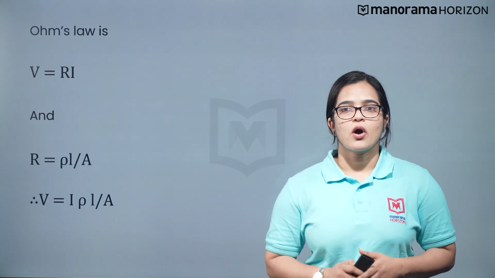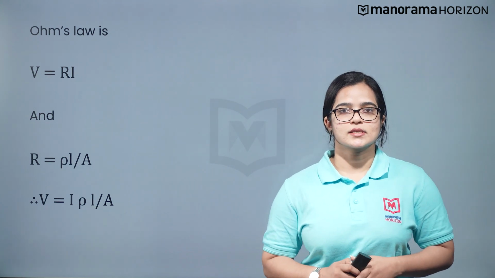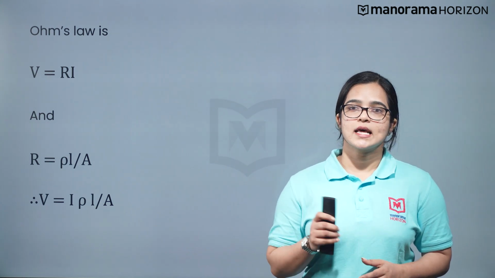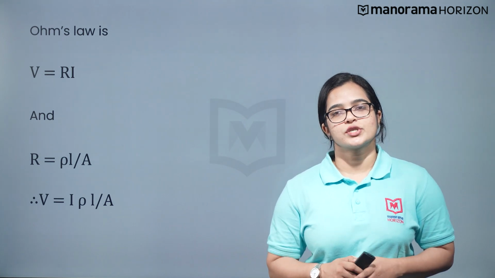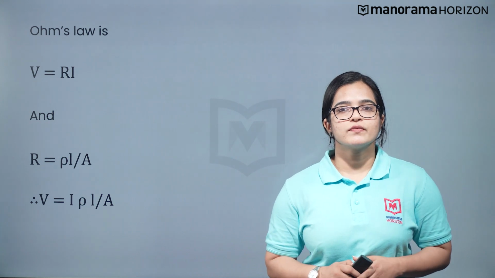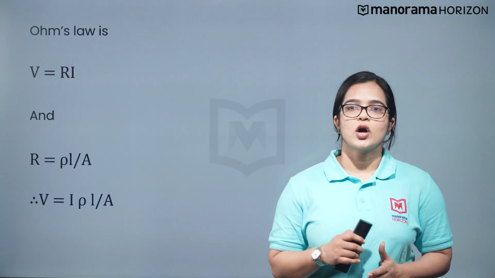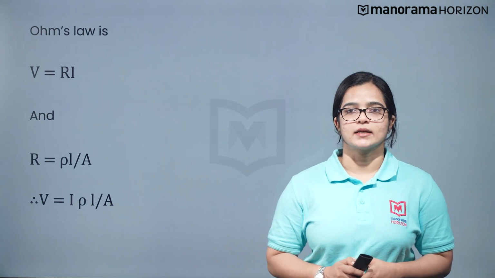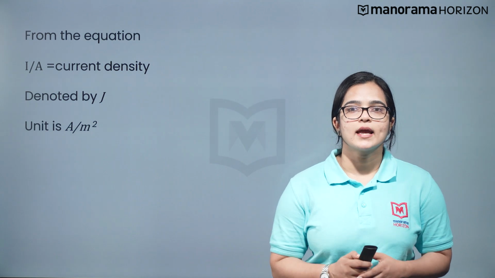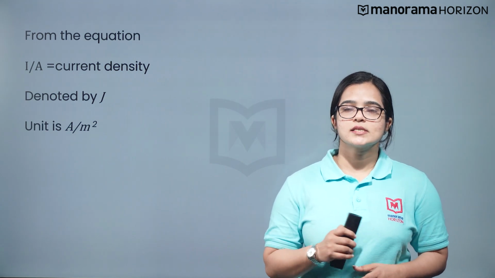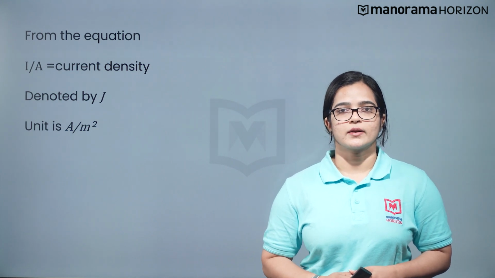From the above relation, Ohm's law becomes voltage is equal to the current multiplied by resistance. So here resistance is resistivity multiplied by the length of the conductor divided by the area of cross section of the conductor. So the new equation will be current multiplied by resistivity multiplied by the length of the conductor, the whole divided by the area of cross section of the conductor. So from the equation, the current per unit area I by A is known as the current density. This is denoted by J. The SI unit of current density is ampere per meter square.